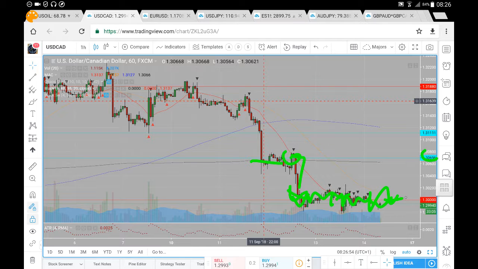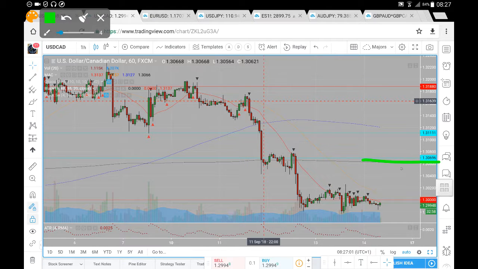So if we can break and hold above the 130, we're looking for a move towards that 130.69. In around this 130.69, we do have the confluence of the 400 period moving average, thus increasing the likelihood of seeing sellers come into the market from that level. But if we are successful in breaking above the 130.69, the very next level of note is at 131.11 here on the US dollar CAD.